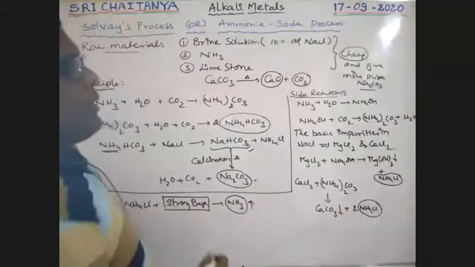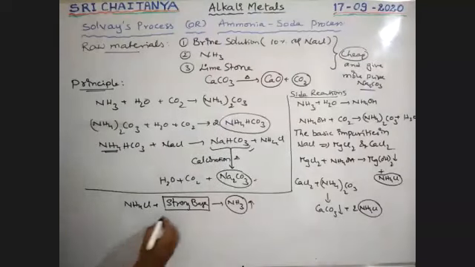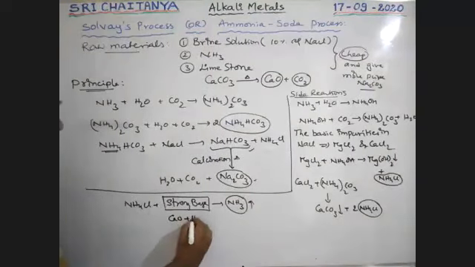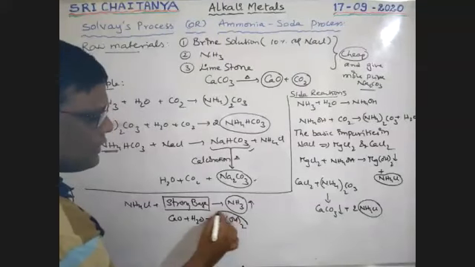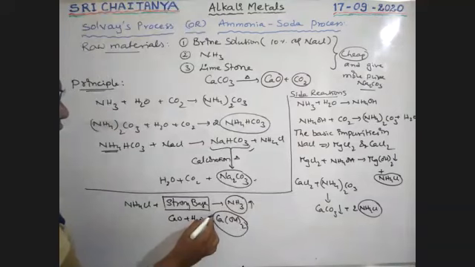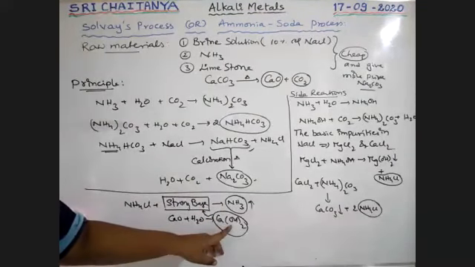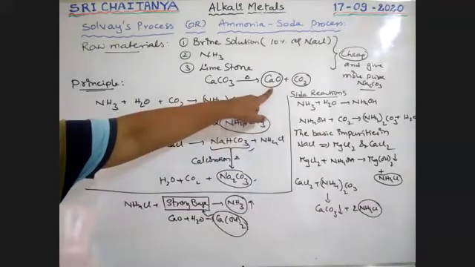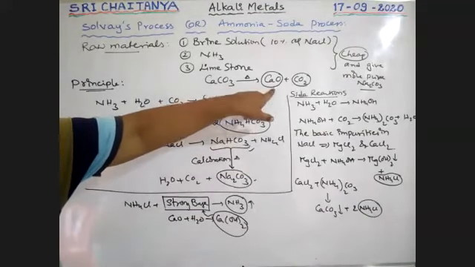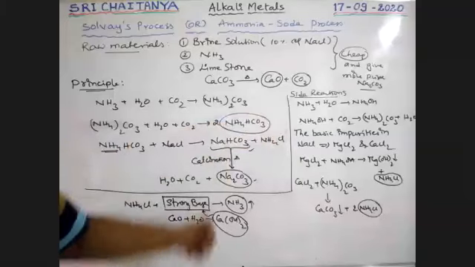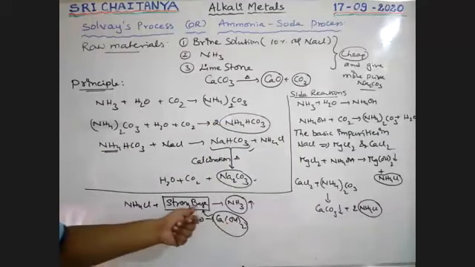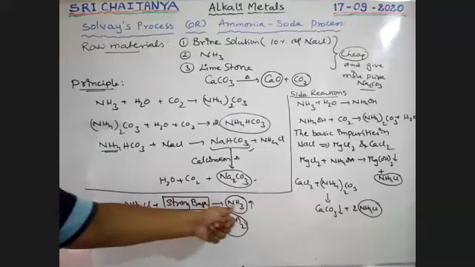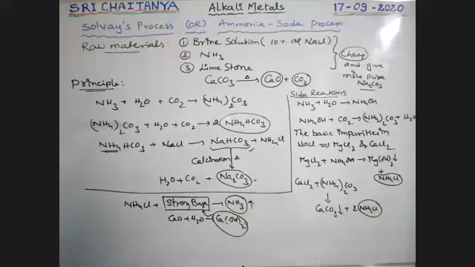So the CaO is dissolved in water, which gives calcium hydroxide. This calcium hydroxide acts as a strong base. It is the residue left when CaCO3 is heated, and that residue is dissolved in water to give calcium hydroxide, which acts as the strong base. That strong base reacts with ammonium chloride and generates ammonia.